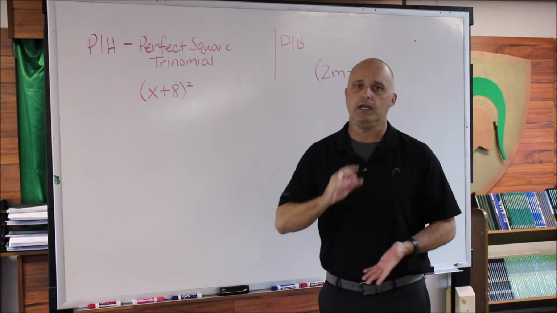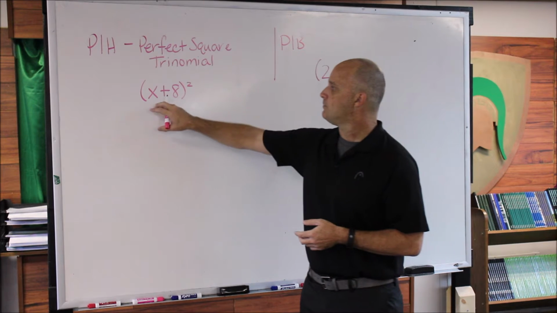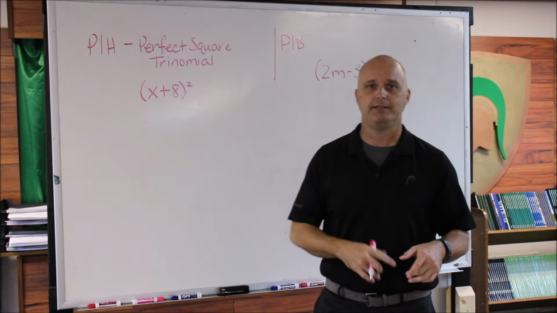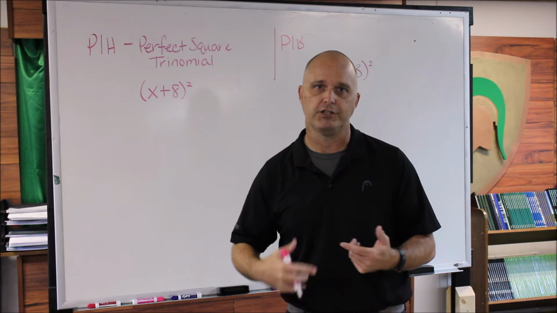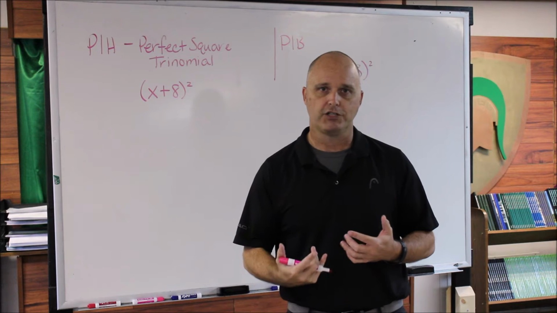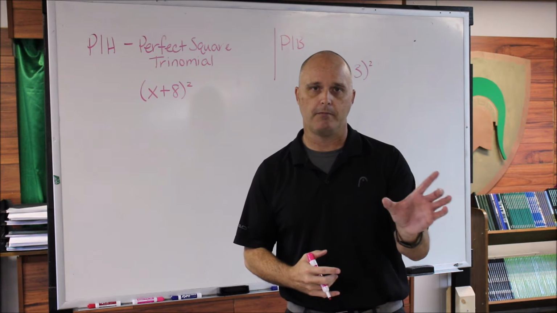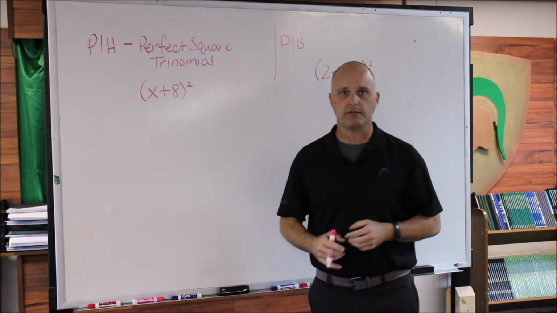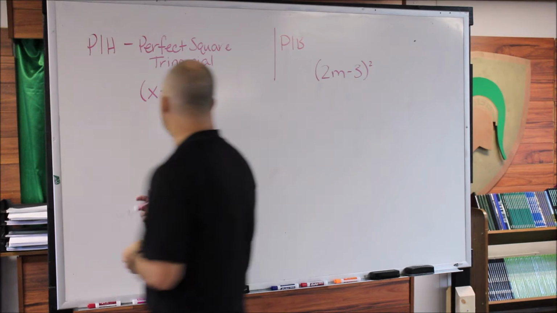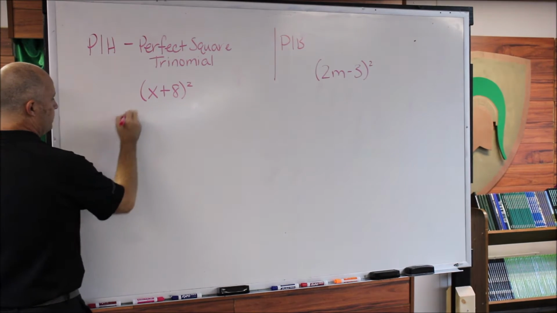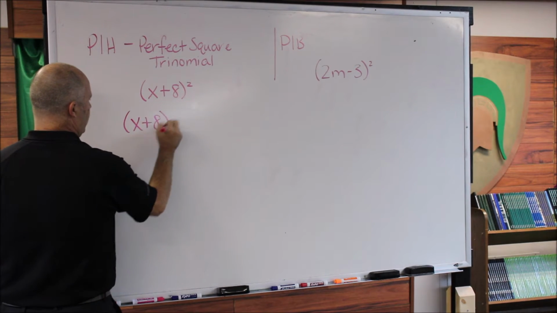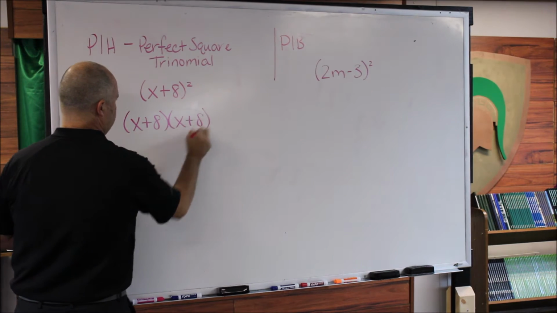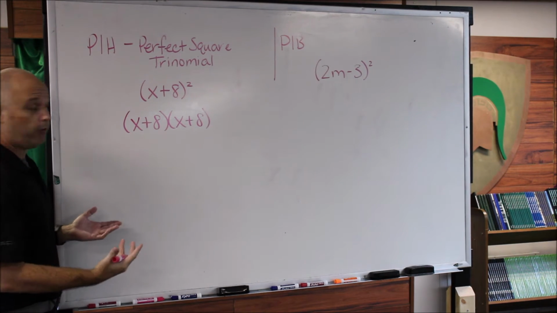But what you want to know here is that if you've got x plus 8 squared, you've got to take yourself back to what is the definition of a square. The definition of a square is you're going to take a number and multiply it by itself. So what is being squared here is x plus 8. So you can rewrite this as x plus 8 times x plus 8. And then what we'll do is just FOIL this.